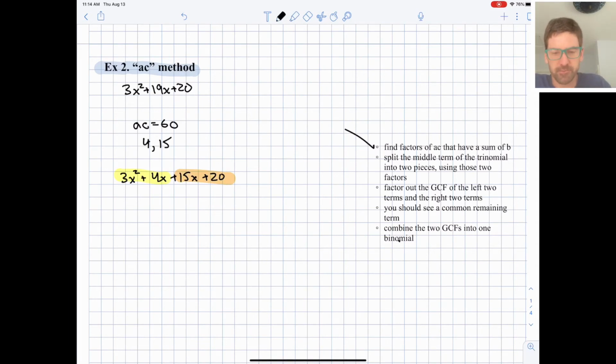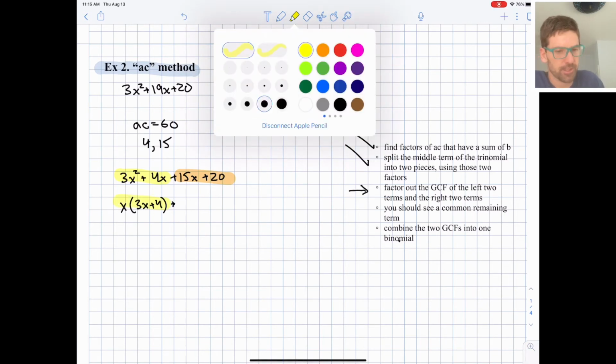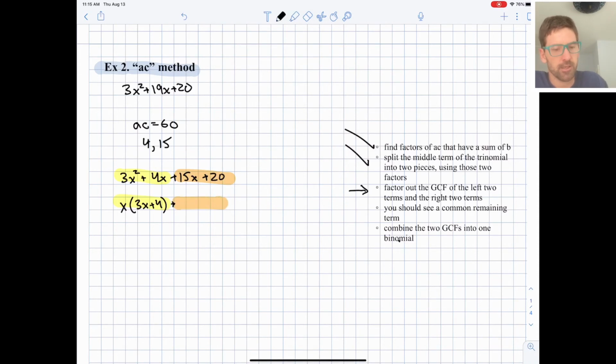We've split the middle term, and now we're working on this term. Factor out the GCF of the left 2 terms and the right 2 terms. The left terms have a GCF of x that we can pull out, and 3x plus 4 stays behind. That's our yellow piece. And then the right 2 terms have a GCF of 5, and 3x plus 4 stays behind. Here's what we want: the pieces that stay behind to be identical, and they are.